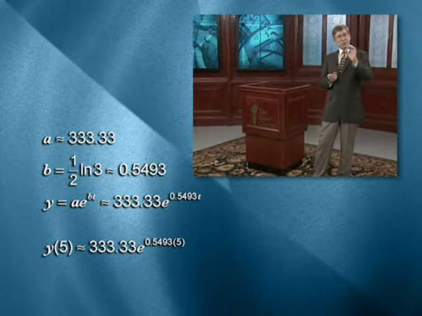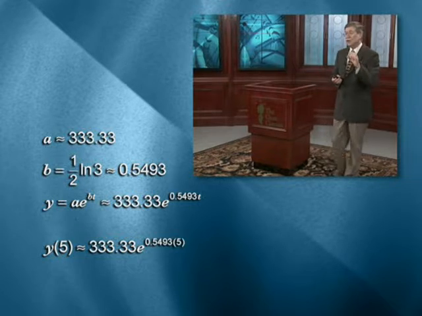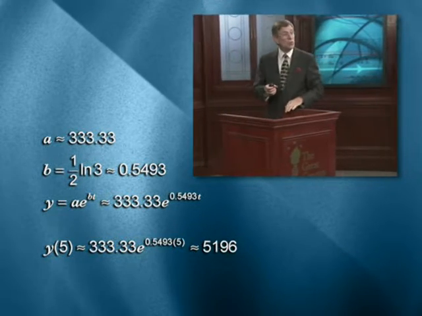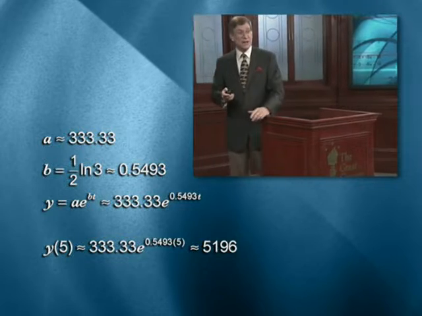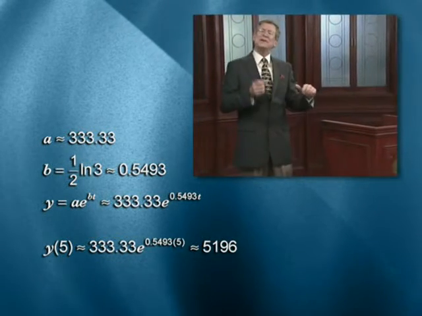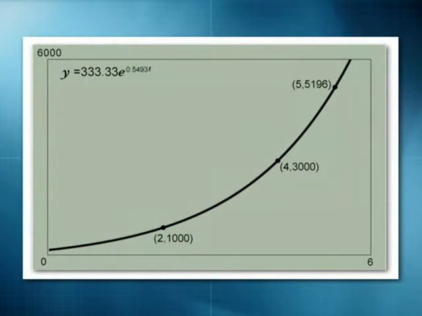Plug in 5. When you plug in 5, and with your calculator, you determine that you have about 5,196 fruit flies. Let's look at a picture of this model. Here I've used a graphing calculator to graph the curve, the model that we just derived. Notice some of the features of this curve. At time 2, when t is 2, the model says that y is 1,000. When t is 4, the model is 3,000. And the answer when t was 5 is 5,196.